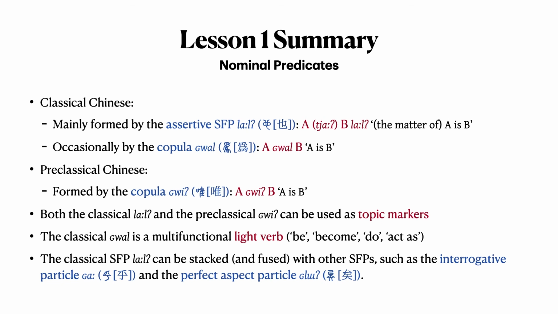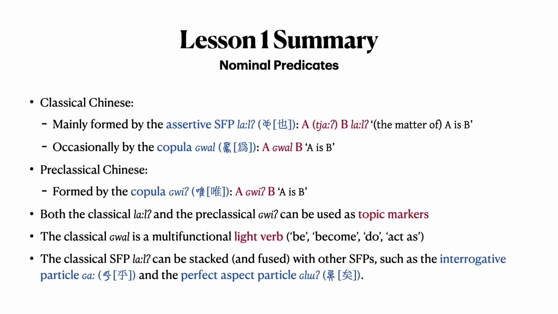In classical Chinese, nominal predicates are mainly formed by the assertive sentence final particle lao in the form of A, B, lao, A is B, or A, dia, B, lao, the matter of A is B. Occasionally, one can also introduce a nominal predicate with the copula guao in the form A guao B, which means A is B. In pre-classical Chinese, nominal predicates are mainly formed by the copula gui in the form A gui B, which means A is B.